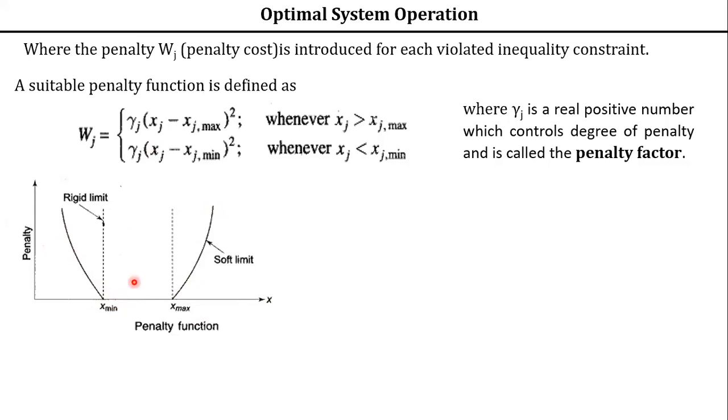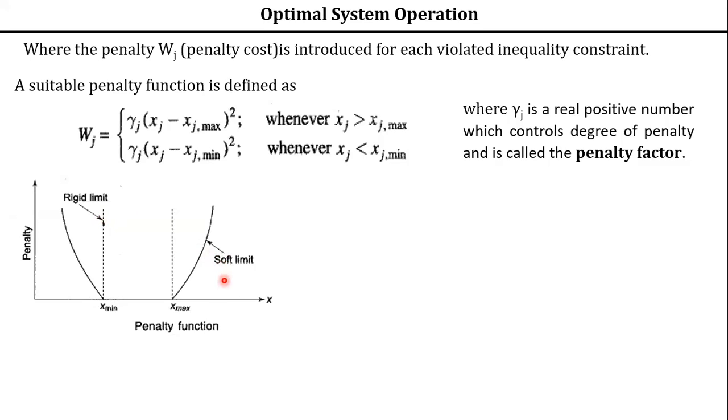So if it is lying within the limits, then we will call it rigid limits. That means from here to here, it is called rigid limits. Is it clear? It is called rigid limits if it is within the limits. If it is beyond the limits, then we will call it a soft limit.